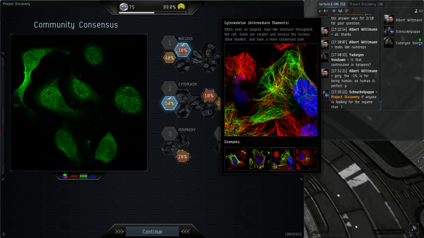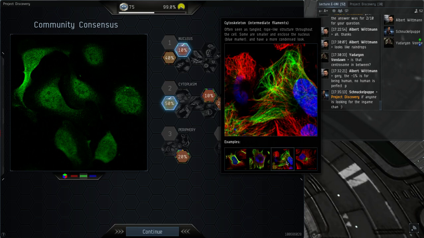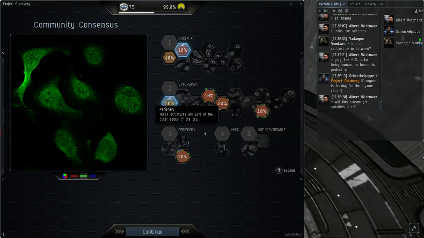When I started in the group, we said that intermediate filaments is the sort of category you choose when you say, okay, so it's not microtubules, it's not Golgi apparatus, it's not mitochondria. Okay, it must be intermediate filaments. But it's not intermediate filaments in this case. It's just boring cytoplasm.